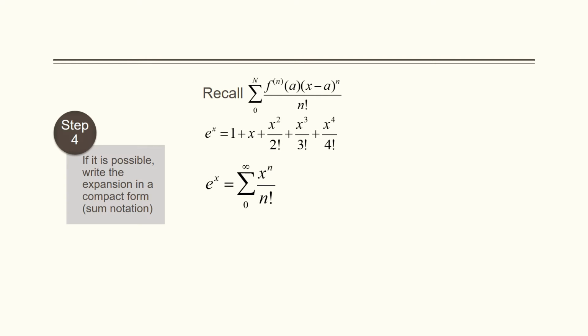And so that leaves us, for this function e to the x, the Taylor series would be e to the x equals 1 plus 1 times x plus 1 times x squared over 2 factorial, etc., since a equals 0 in this case. Eventually, if we keep going, we'll be able to notice a pattern here in which the compact form is the sigma from 0 to infinity of x to the power of n over n factorial.